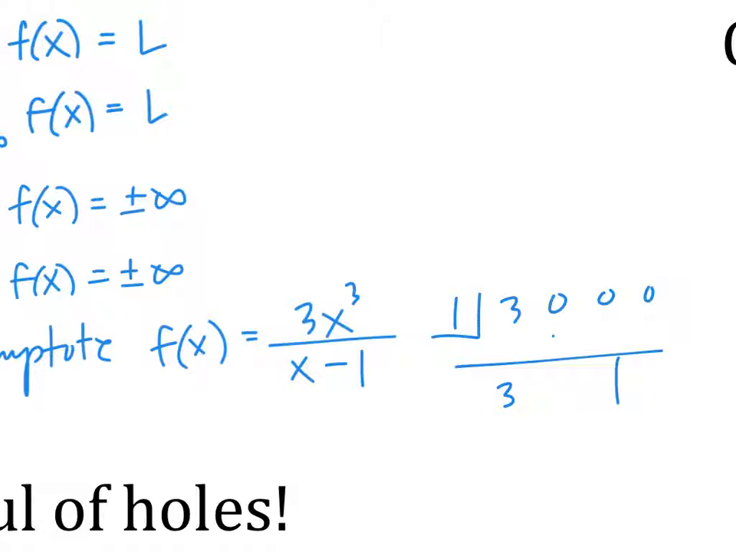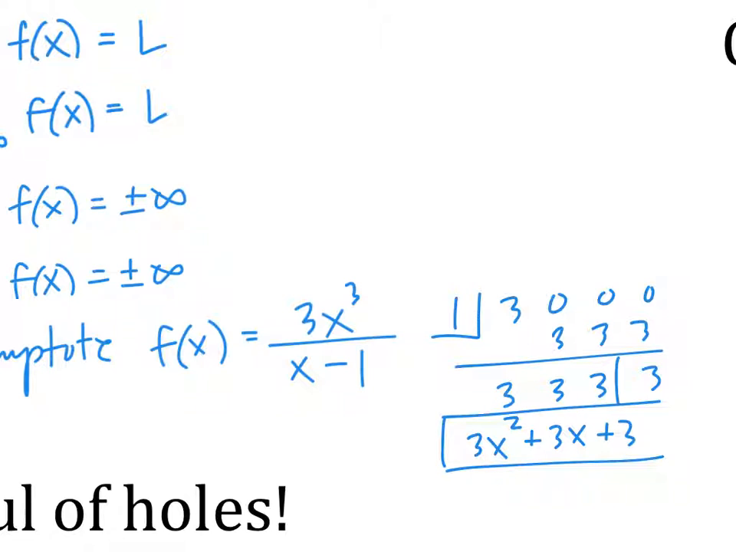So 3, 3, 3, 3. Okay, 3x squared plus 3x plus 3 is the slant asymptote. So basically, when you're graphing it, there is a parabola that acts like an asymptote.